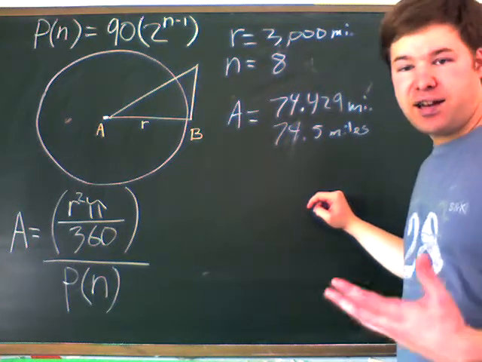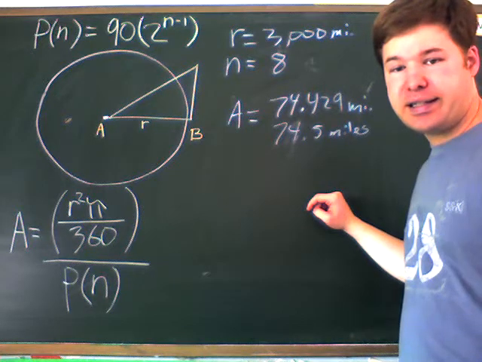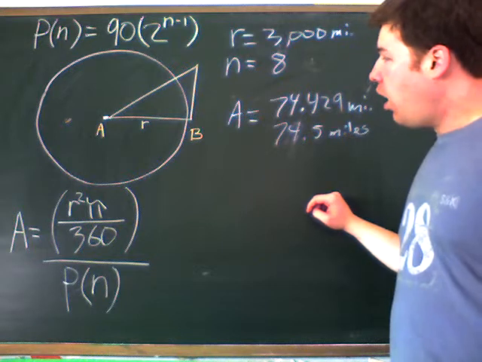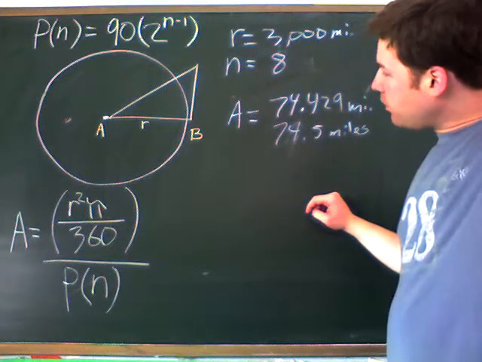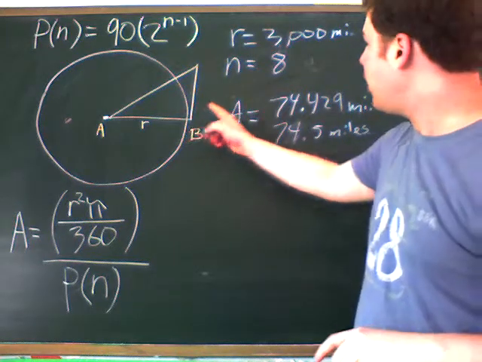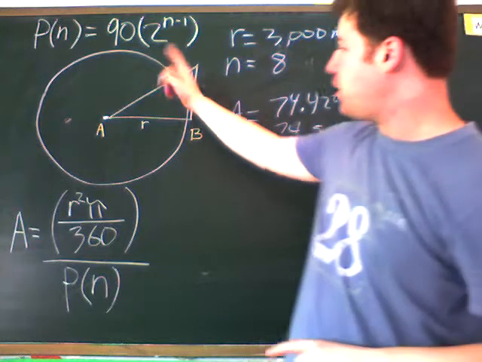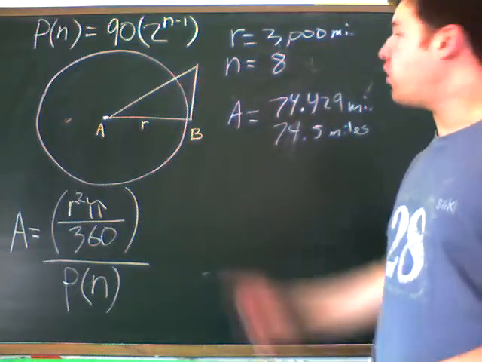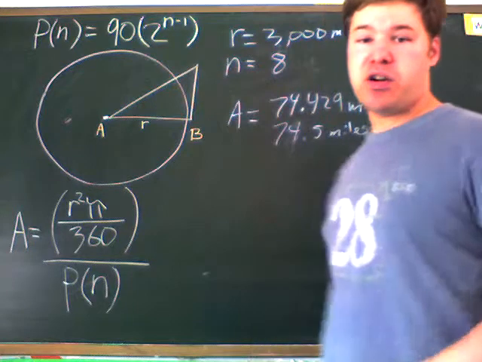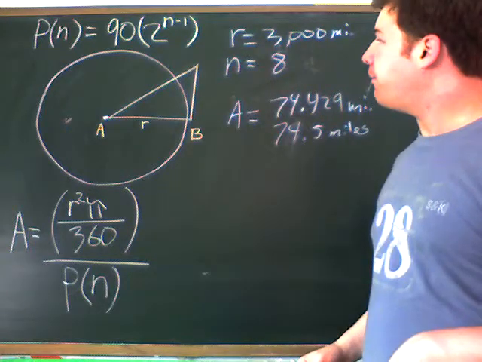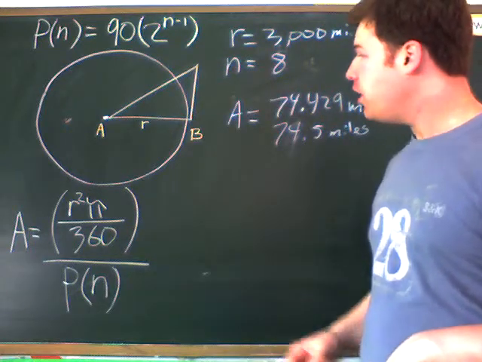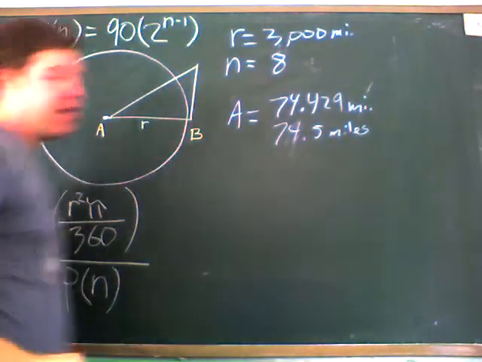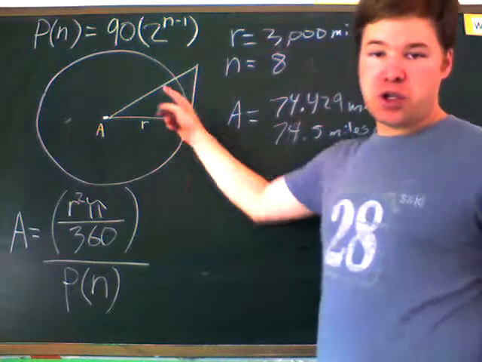Now let's try to understand this. What does this number really mean? It is very simple. We have n equal to 8. That's going to be the number of divisions from the 90-degree corner that we're going to have. This circle is going to be turned into a polygon.